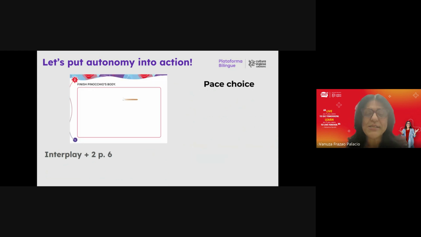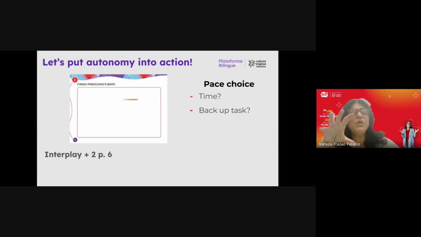And pace choice is about having your students choose the duration of an activity and what can be done if the activity finishes early, yeah? So, for example, in this activity, this is Interplay +2, students have to finish the Pinocchio, right? They have had the story about Pinocchio, now they have to finish it up. You only have the notes, as you can see, and students have to finish it up.